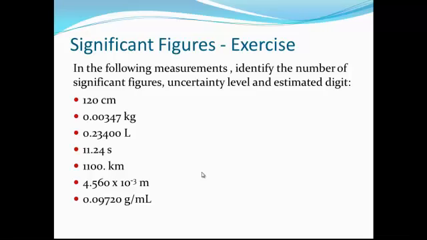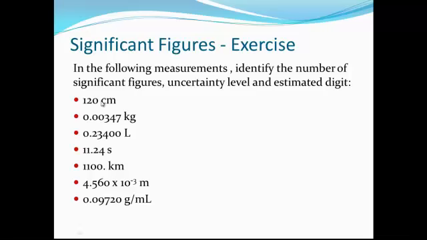Now, take a look at some exercise questions. I want you to pause and take a look at those 7 questions and try to figure out how many significant figures there are, where the uncertainty level is, and where the estimated digit is. And if you want to go further, you can ask yourself, what is the last marking on the instrument? The first one will be 120 centimeters.